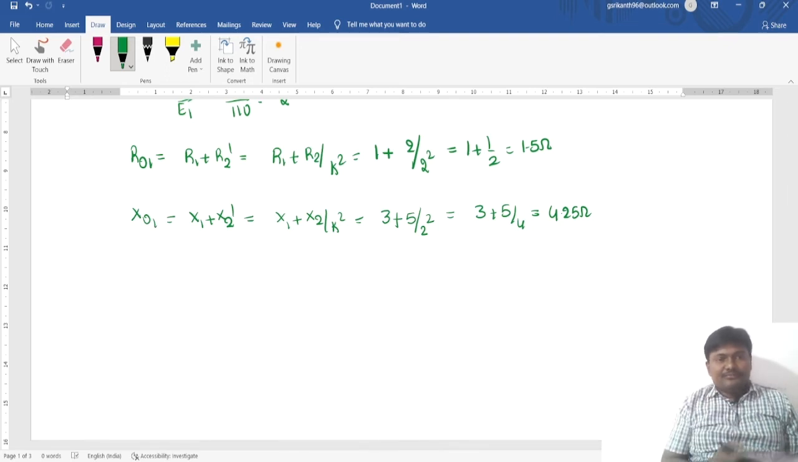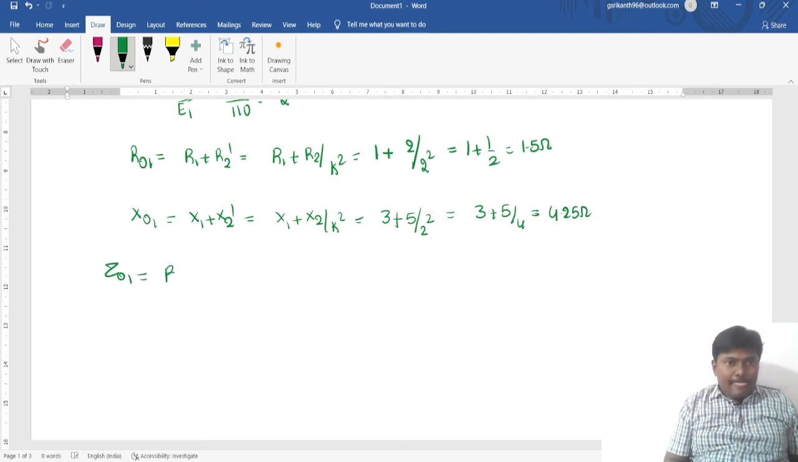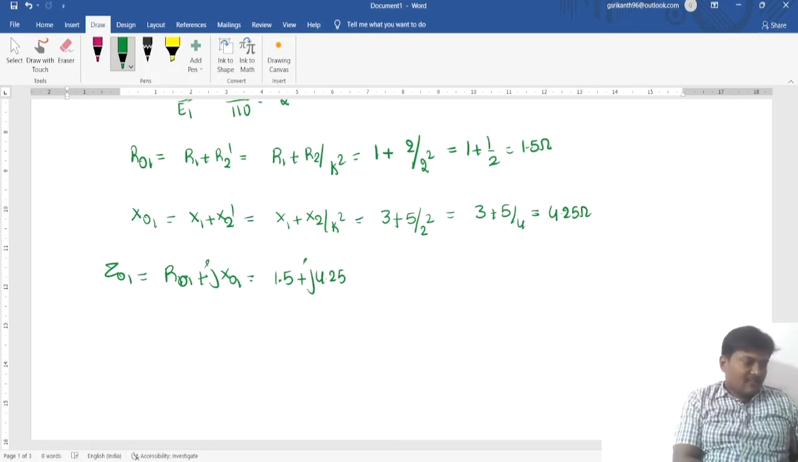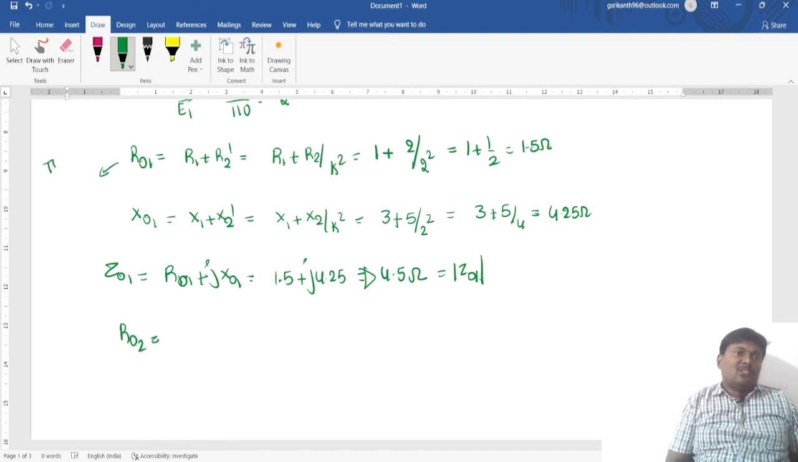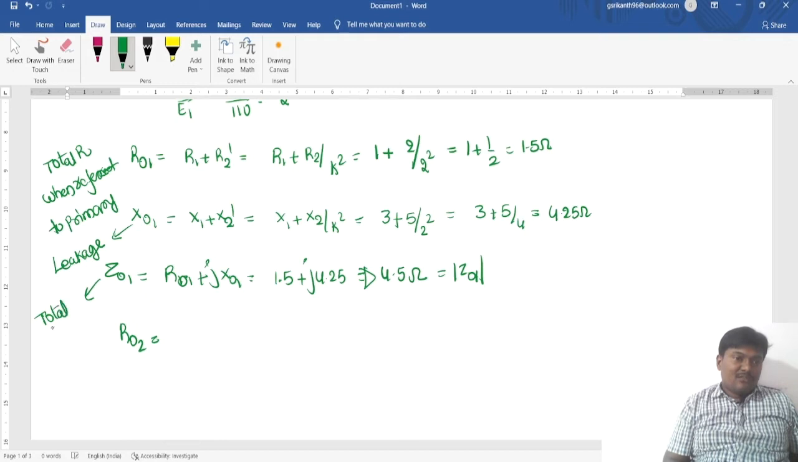Then Z01 is equal to R01 plus j times X01, 1.5 plus j times 4.25. What is the magnitude of this? 1.5 square plus 4.25 square, then you can apply root. Finally, I got it as 4.5 ohms. This is the magnitude of Z01. And R01 is the total resistance when referred to primary. X01 is the total leakage reactance when referred to primary. Z01 is the total impedance when referred to primary.